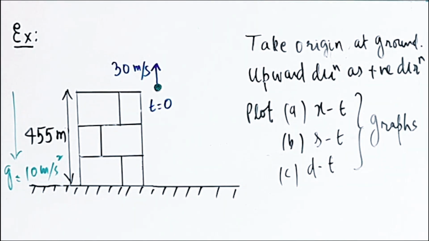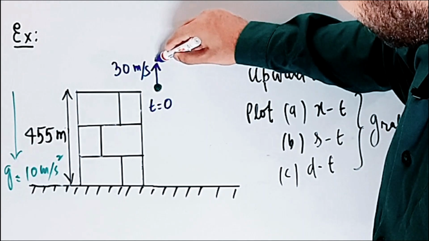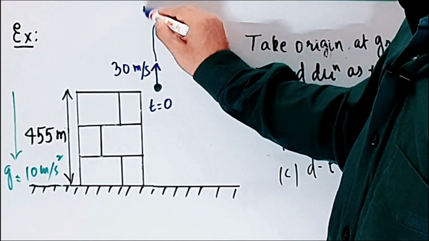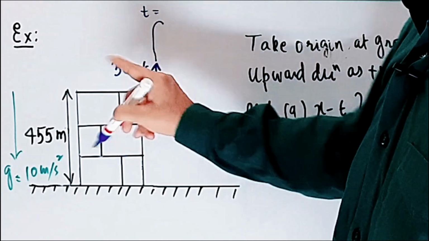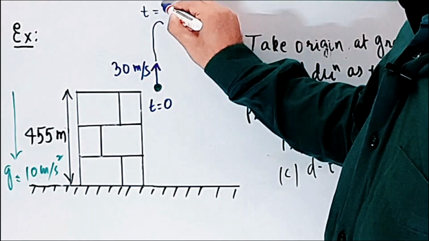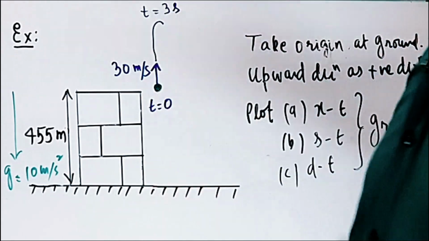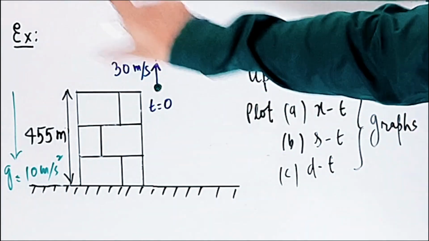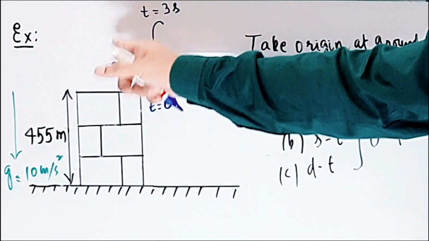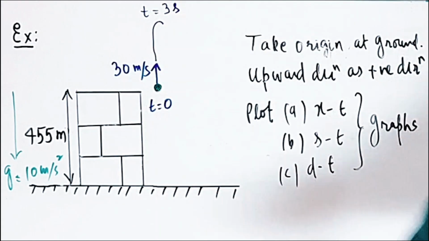So this is a motion under gravity, a very simple case. It will reach the maximum height at time u by g. So this moment of time would be u by g. u is 30 and g is 10. So it will reach the maximum height at 3 seconds. And the maximum height formula is u square by 2g. u is 30, 30 square by 2g means 20, so that would be 45 meter.